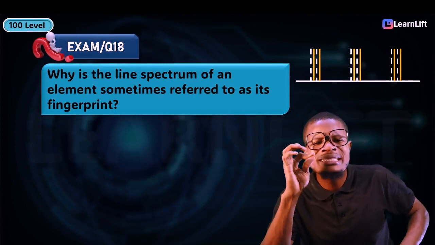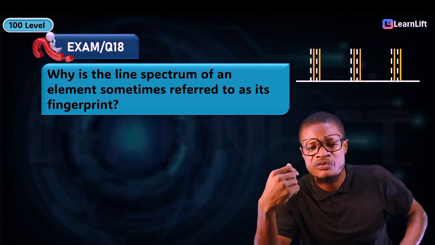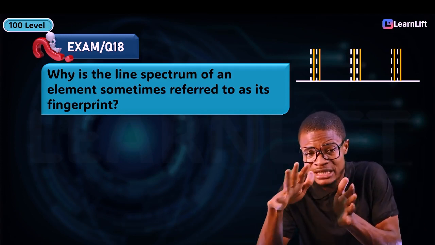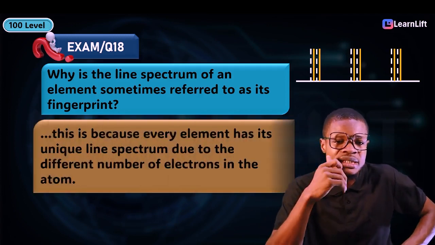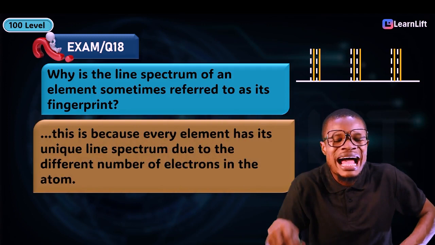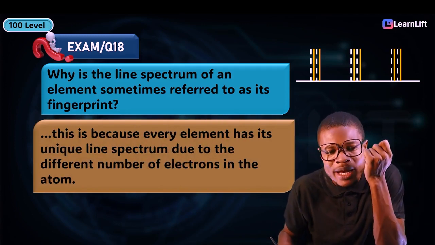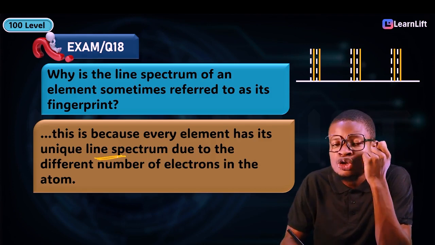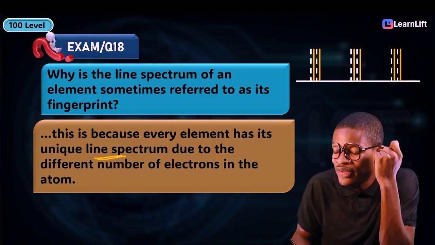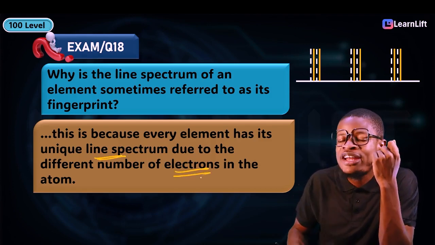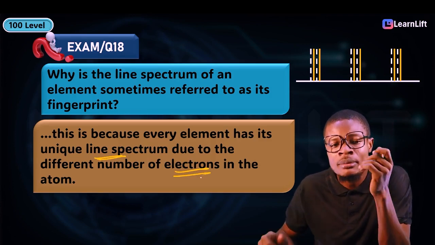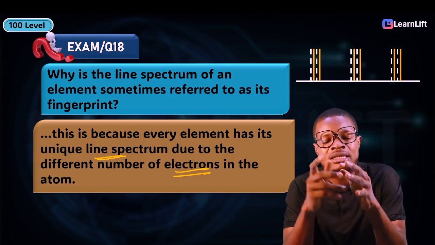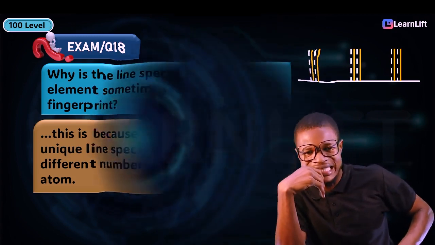Now look at question number 18. Question 18 says, why is the line spectrum of an element sometimes referred to as a fingerprint? Line spectrum is a fingerprint because everything is unique on its own. The reason is this: every element has a unique line spectrum due to the different number of electrons in the atom. So the different number of electrons in an atom gives every element its unique spectrum. Don't forget that.